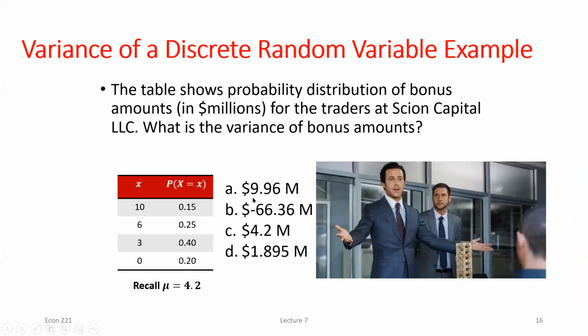All right. What if I wanted to find the variance, right? So if I remember that the mean is 4.2, how would I go through and calculate the variance for this example? Well, I would take each outcome. So if I take the first one as 10, subtract that mean of 4.2, square that value, and then multiply it by the probability that I saw that 10 occur. Do that for every observation, and then add them all up. But if I look at these answers right away, are there any answers I can rule out right away here?